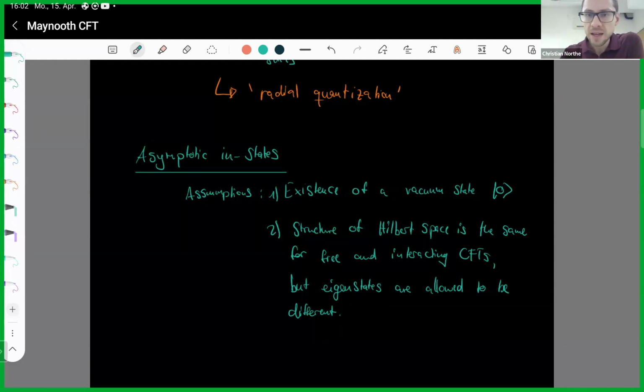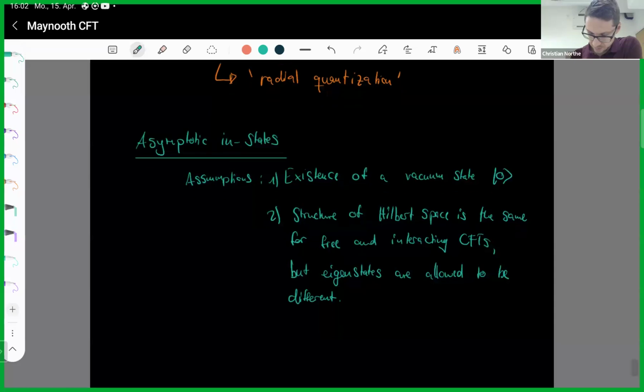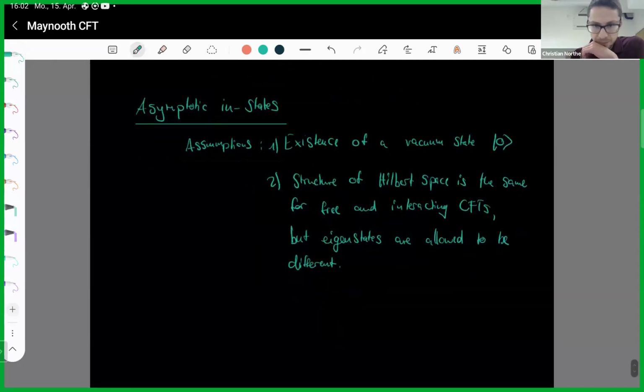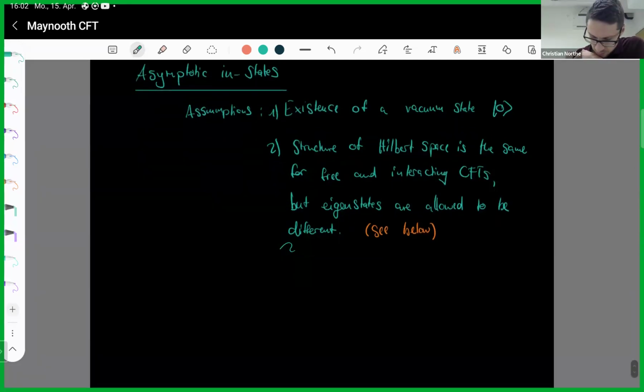And at that point, you won't be able to tell the difference between a free theory and an interacting theory. It's really going to look the same, but the difference is going to be that the ground states are allowed to be different. So that's what it means that the eigenstates are different. You're going to see. Let's make a comment, see below. I understand it's sort of a cryptic comment, but maybe I should have pointed it out in the moment where I do talk about states.